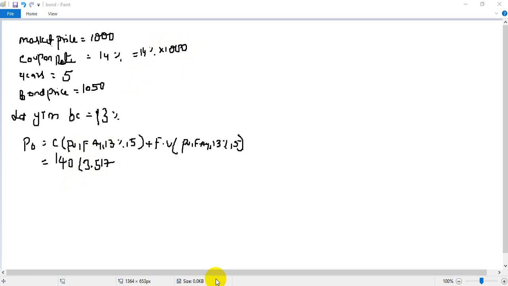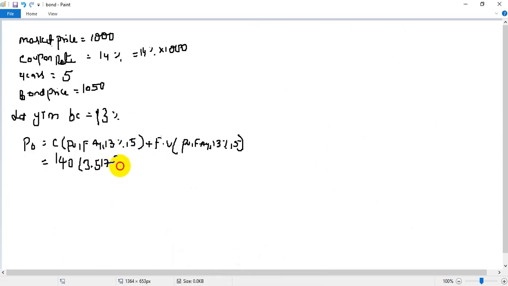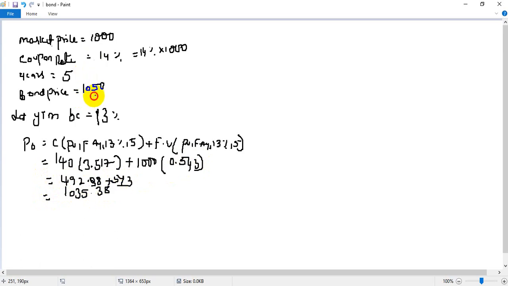So you will get it under 13%. If you check, it will be in the A4 table, 3.517. Plus you have to take the face value 1000 into the PVIF. If you check in the A3 table, 13%, 5 years, you will get 0.543. If you multiply this, 492.38 plus 543, you will get 1035.38. So actually the bond price should be 1050, but what we got is 1035.